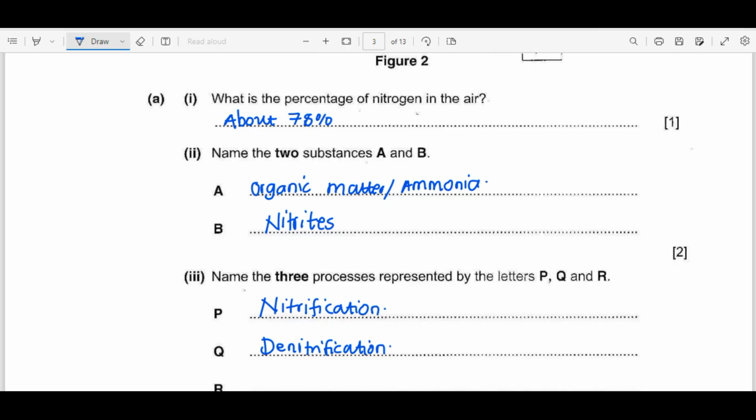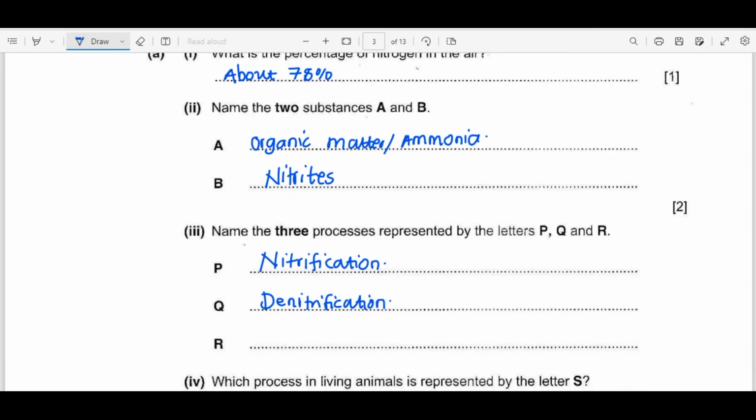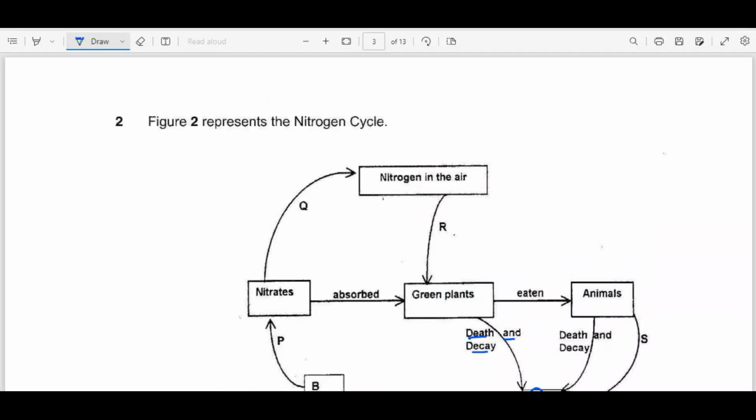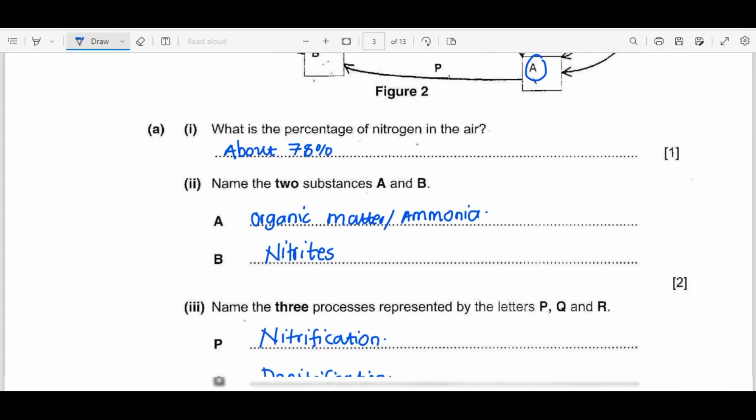So what of process R? So let's look at the process R. This one is the process by which nitrogen in gaseous form is converted into nitrates. Then the nitrates are absorbed by the plants. So this process is nitrogen fixation.